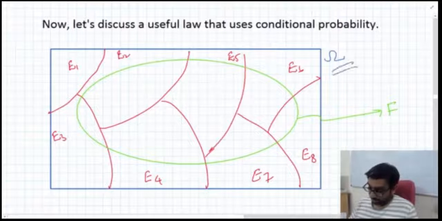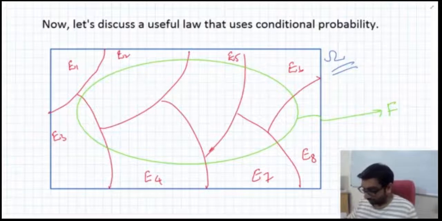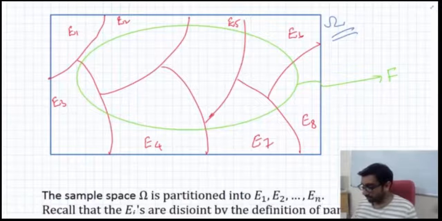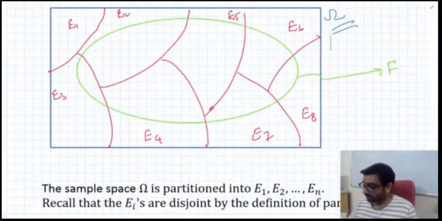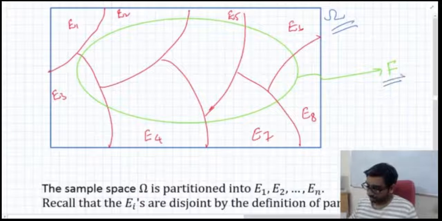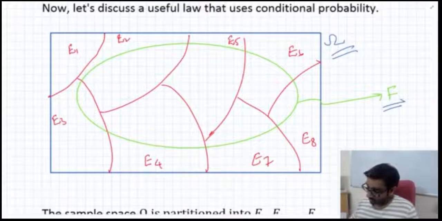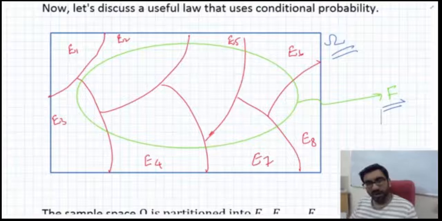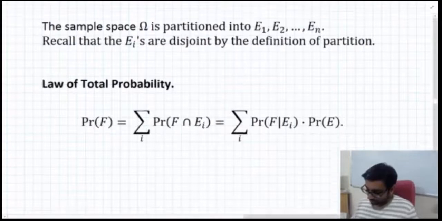Okay, so this is the picture we have. We have the sample space omega, and it's been partitioned into E1, E2, and so on up to E8 in this picture. And we have the event F. And the event F intersects with some of the Ei's and not with all of them. So how do we now get an understanding of the probability of event F under this complicated scenario? Now the assumption here is that under each event Ei, we have some understanding of the probability of F.